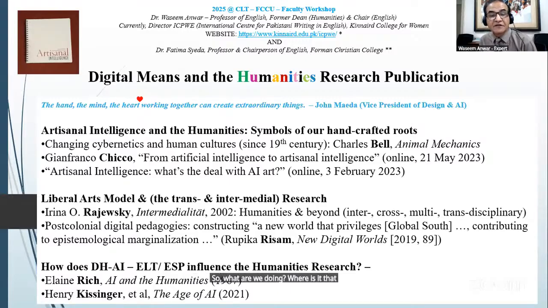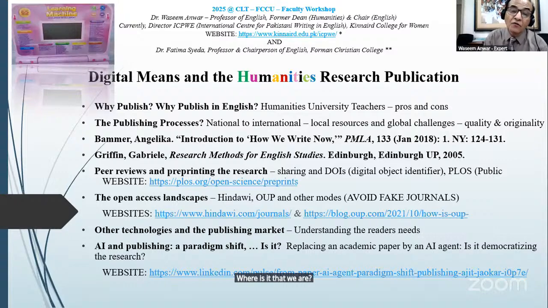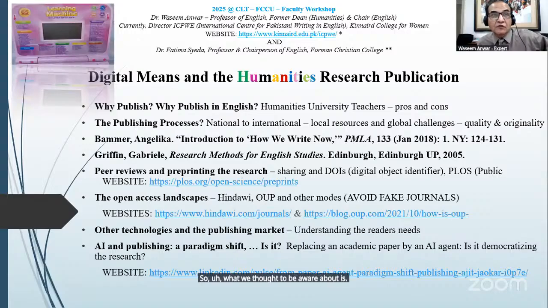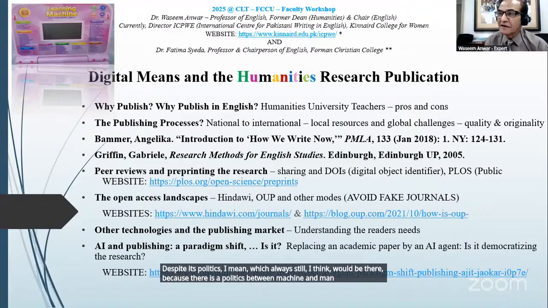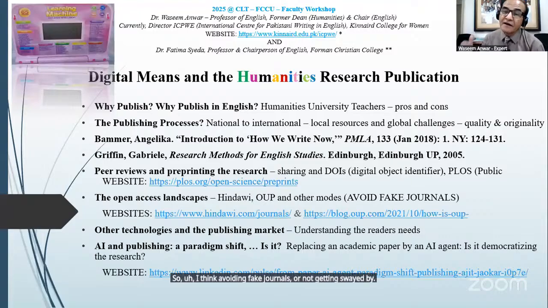Where does the publishing industry itself stand in today's time? Is it the conventional or traditional way of publication? Many things are now being published online, of course. So what we have to be aware of is maybe two things: authenticity and quality. Where are we publishing? Why are we publishing? This paradigm shift is, in many ways, AI replacing the publication industry, despite its politics, which I think will always be there, because there is a politics between machine and man as well.